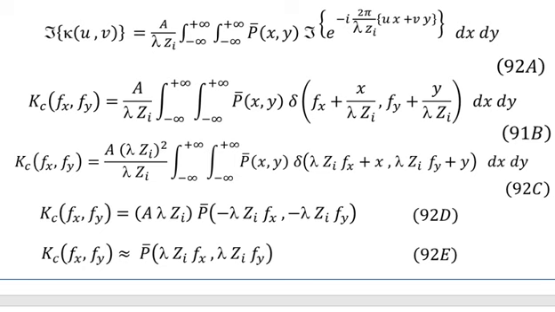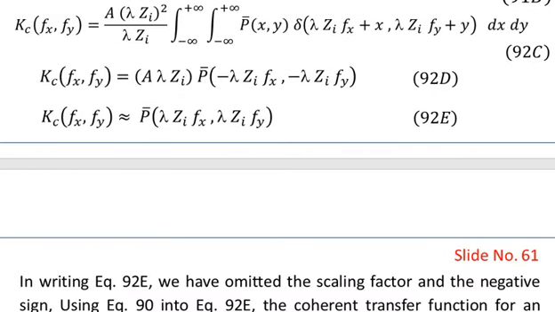And we have written 92e, where we have discarded all the constant terms outside, that is A over lambda zi has been ignored, because the constant has no physical meaning when we are writing the transfer function. This is the coherent transfer function or the amplitude transfer function given in equation number 92e. And here we have a P bar rather than P.